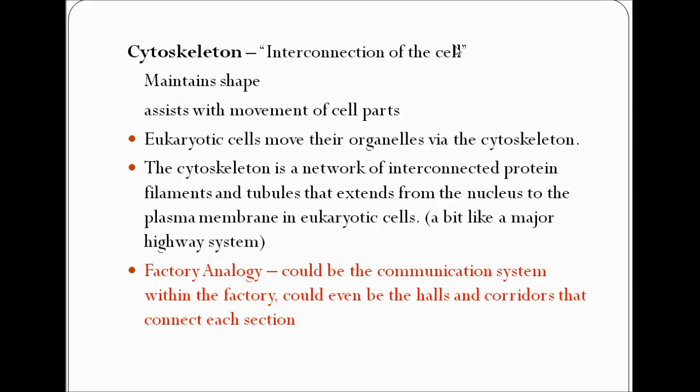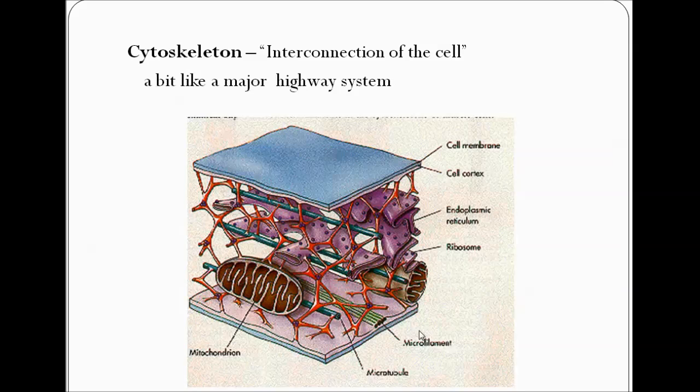So the cytoskeleton is this whole interconnection of the cell. It maintains the shape of the cell some. It assists with movements of cell parts and organelles. The organelles actually sometimes move. Remember those vesicles moving? They move along the cytoskeleton. So it's this network of interconnected protein filaments and tubules. So if you think of it like a major highway system inside that cell, you actually have it right. In our factory analogy, we'll think of it as a communication system within the factory. It could be even the halls and corridors that connect each section.